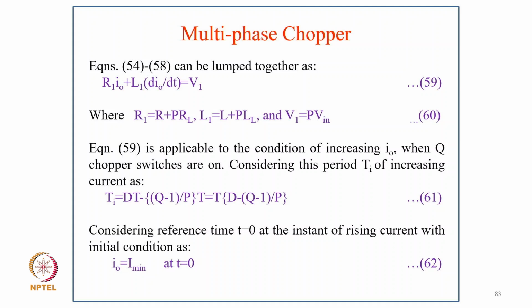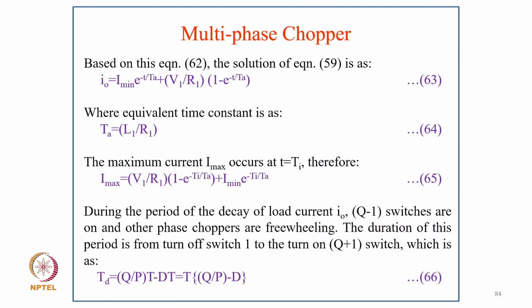So this volt-ampere equation is applicable to the condition of increasing Io when Q chopper switches are on. Considering this period Ti of increasing current, Ti equals dT minus (Q minus 1)/P times T, or T equals D minus (Q minus 1)/P. And considering the reference time T equal to 0 at the instant of rising, with initial condition as Io equal to Imin at T equal to 0.